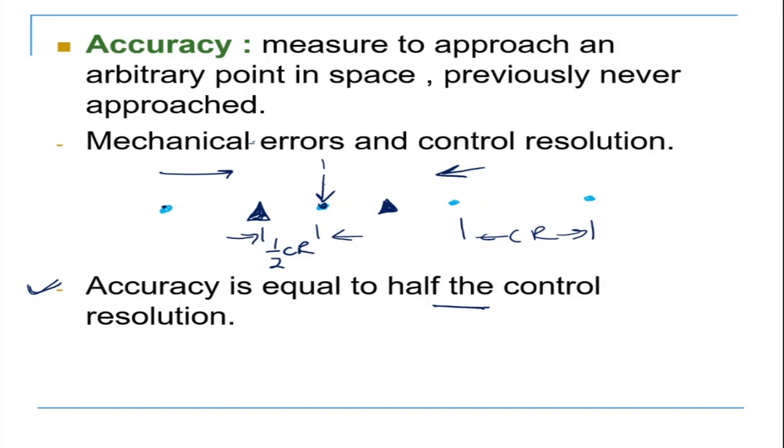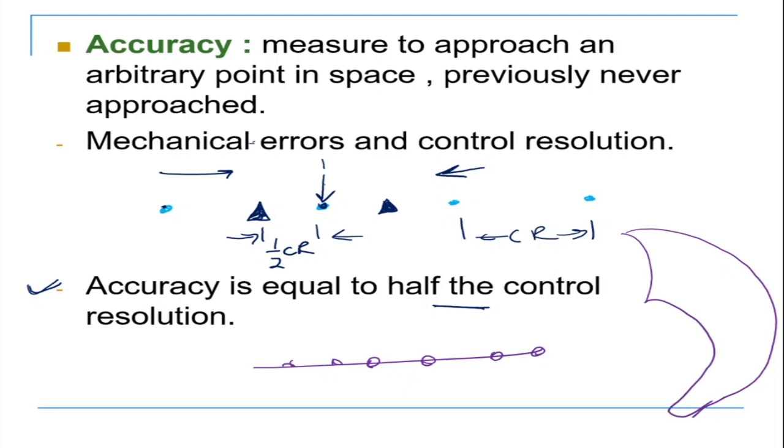Now, apart from this, a robot is going to move in three-dimensional space. Here I have drawn only 1D. I've just drawn one line and I put some points. In reality, this is actually the work volume of the robot. So it can be like this. So in 3D, it can be anywhere. So basically what it means is that the directionality of the errors also depends now.